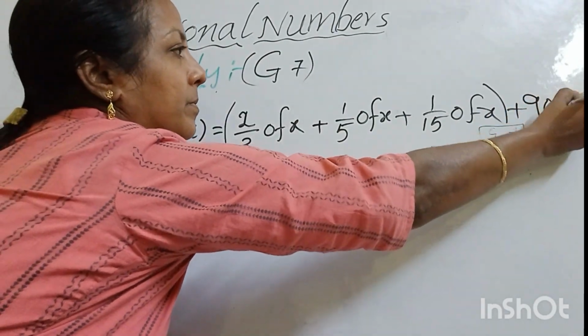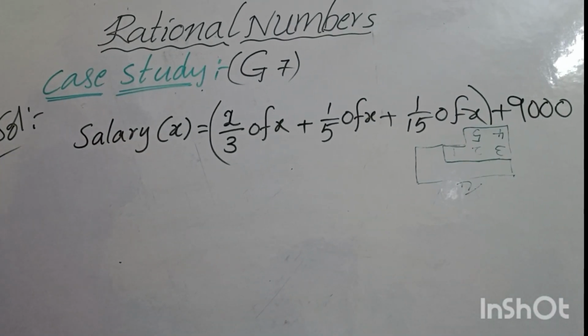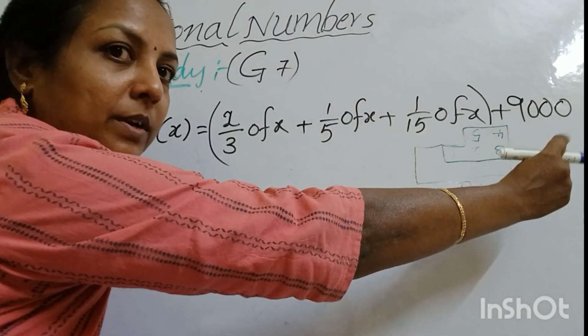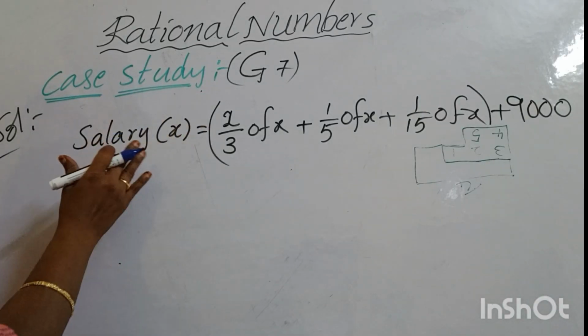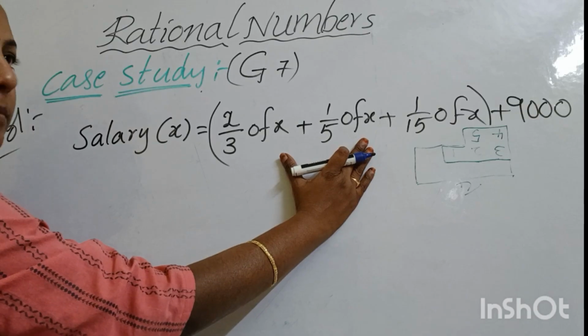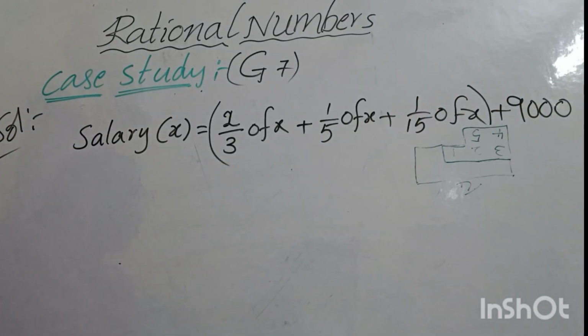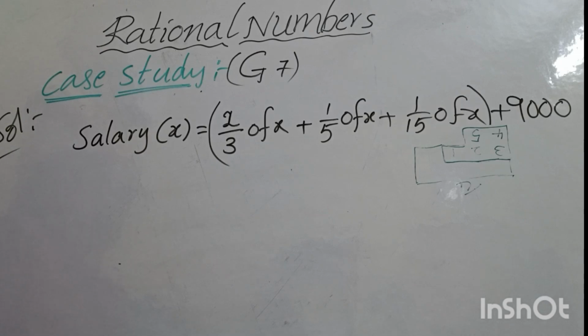9,000. Okay, how much money is left over? 9,000 rupees left over, right? Yes. So now, come on, this is a salary. To get the complete salary, we need to first add all these items, and then we need to add the 9,000 also. Then you will get the complete total of how much salary is received monthly.